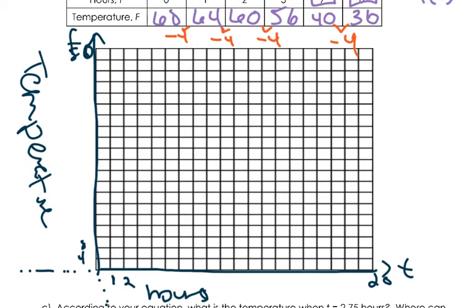Alright, so let's start plotting some points. Let's start with our starting point, which would be 0, 68. That's 80, 76, 72. 68 would be right there. And then after the first hour, it would be 64. The second hour would be 60. The third hour would be 56.